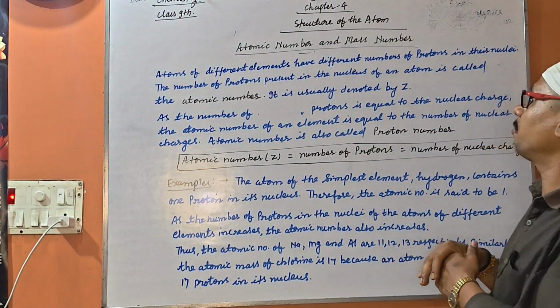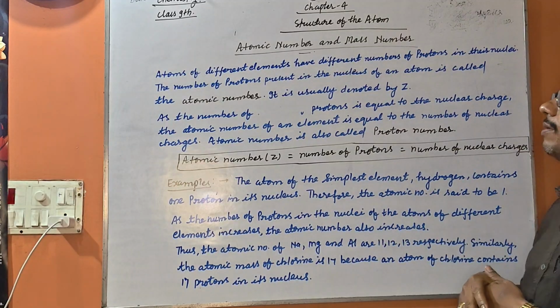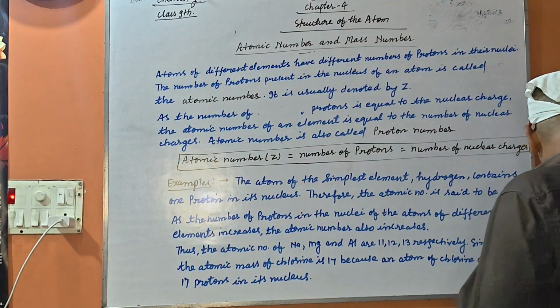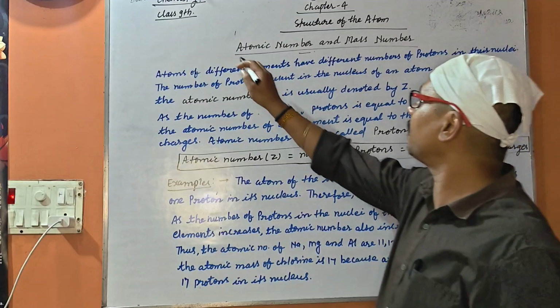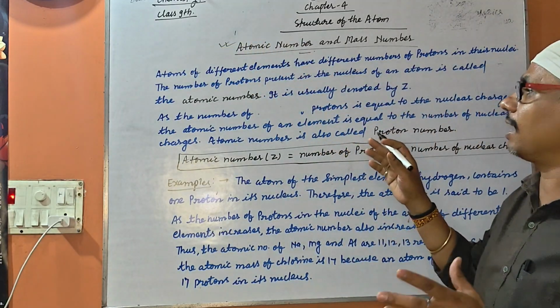This is chapter number 4, Structure of the Atom, of chemistry for class 9. Today's topic is all about the atomic number and mass number. First, we have to discuss the atomic number.